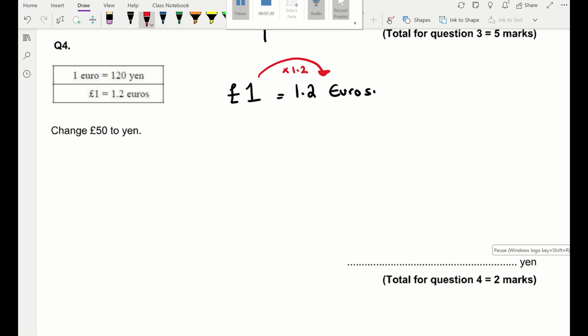And then 1 euro is 120 yen. So to get from 1 euro to 120, I multiply by 120. So I want to go from pounds to euros, and then from euros to yen. So 50 times 1.2 gives me the euros.